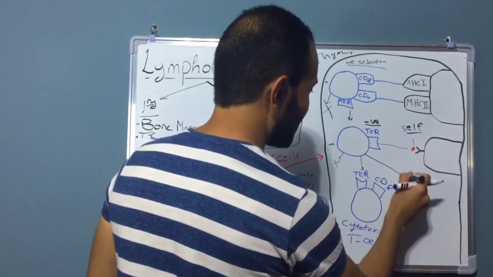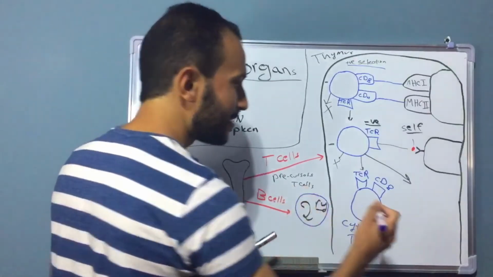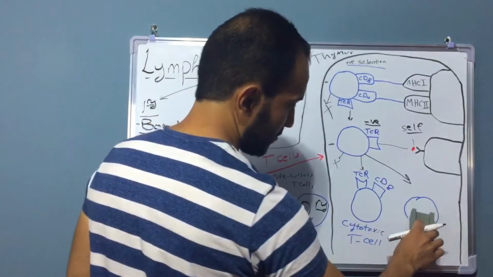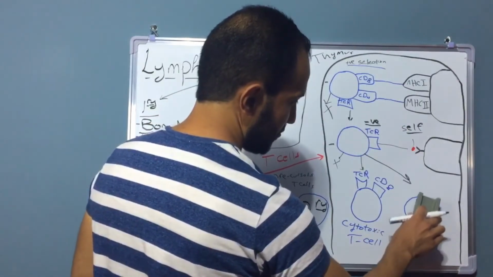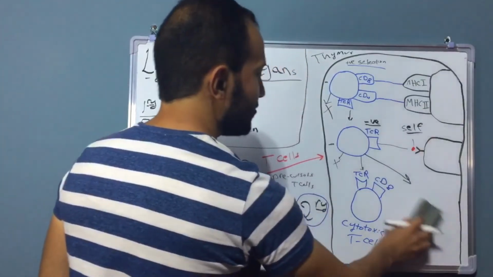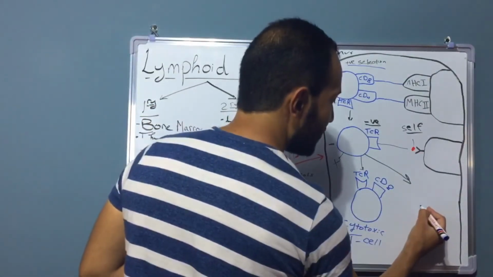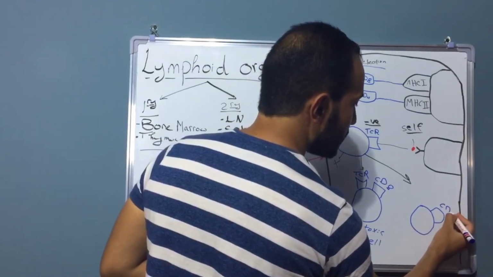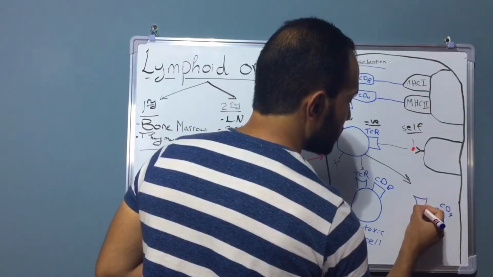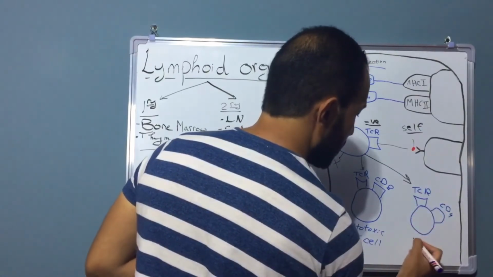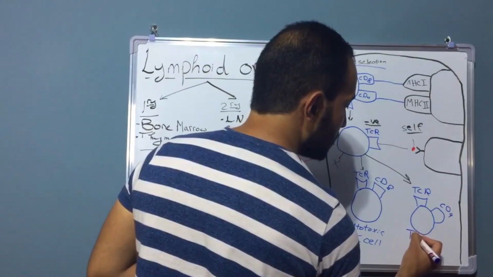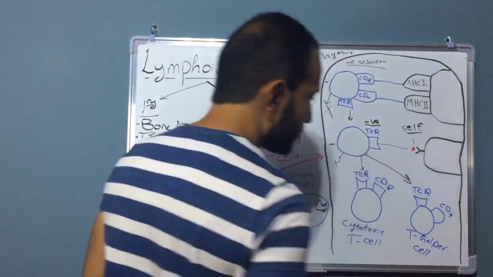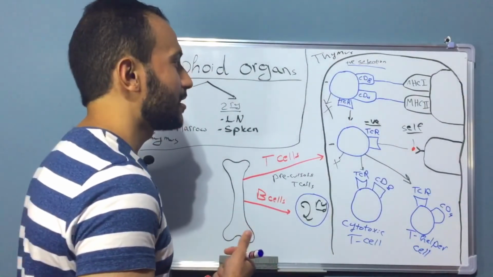I'm so confused with the colors. You know, I'm not very clever in drawings. CD4 and T cell receptor. And this cell is called T helper cell. A bad handwriting also. Every doctor has a bad handwriting.